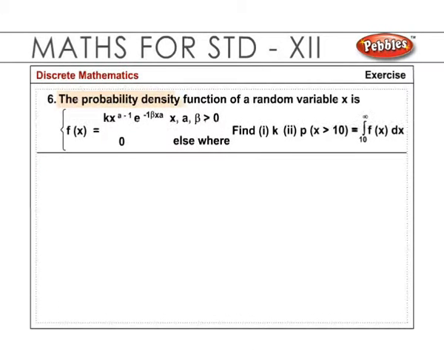The probability density function of a random variable x is f(x) = k x^(α−1) e^(−x^α/β), x, α, β > 0, 0 elsewhere. Find k. P(x > 10) is equal to the integral from 10 to infinity of f(x) dx.